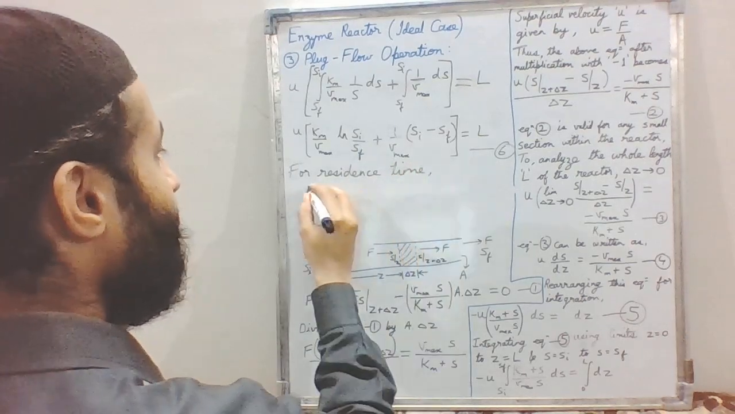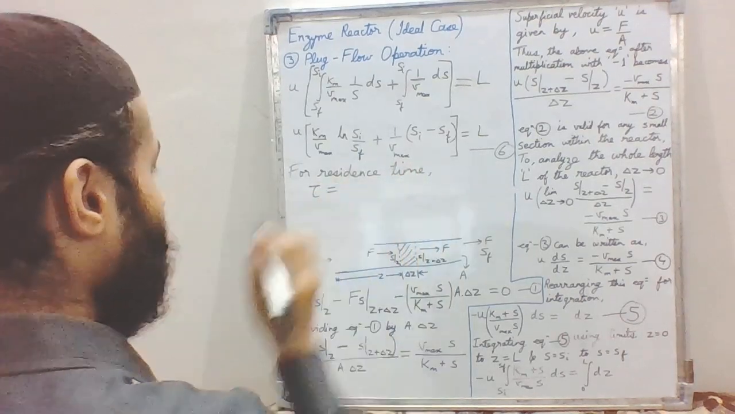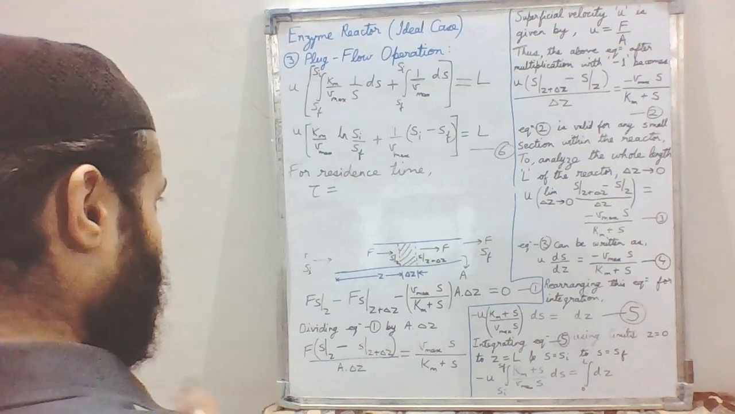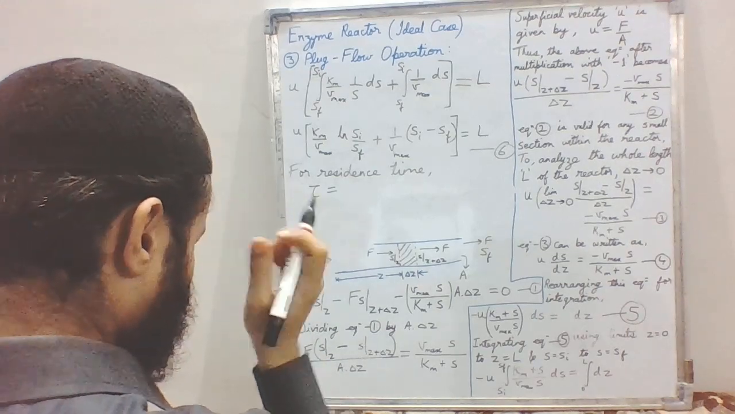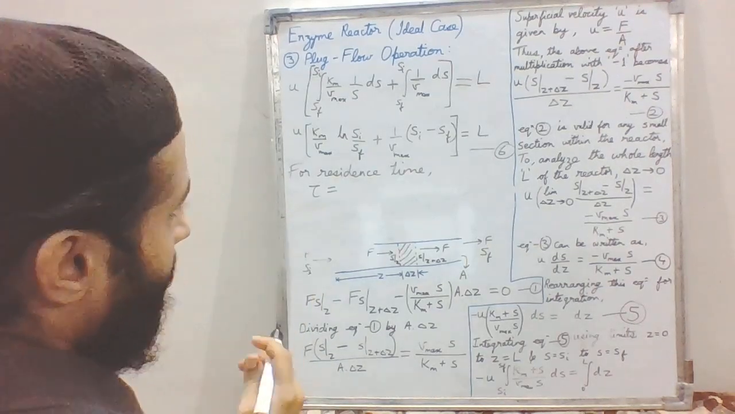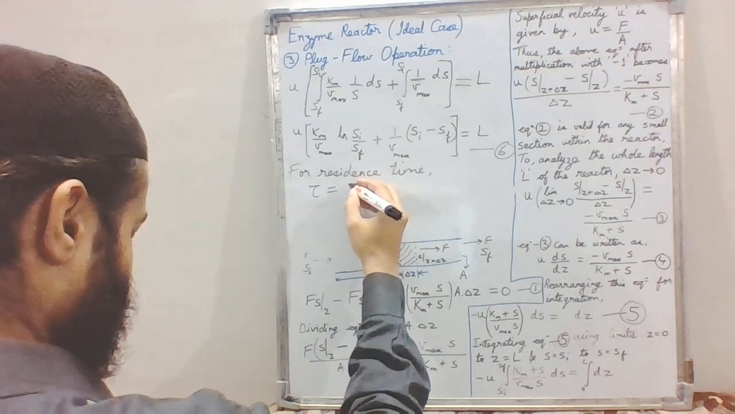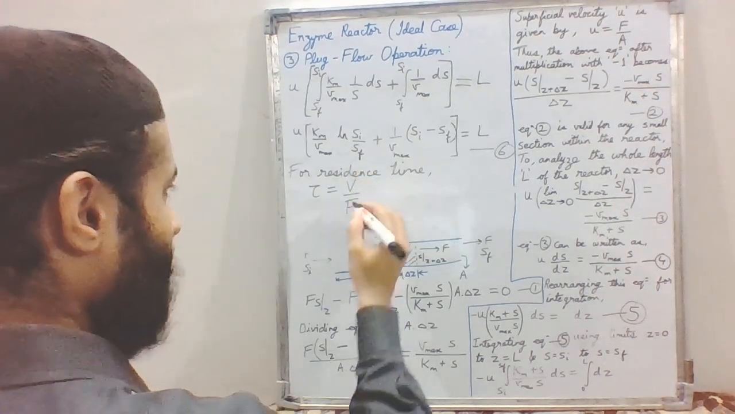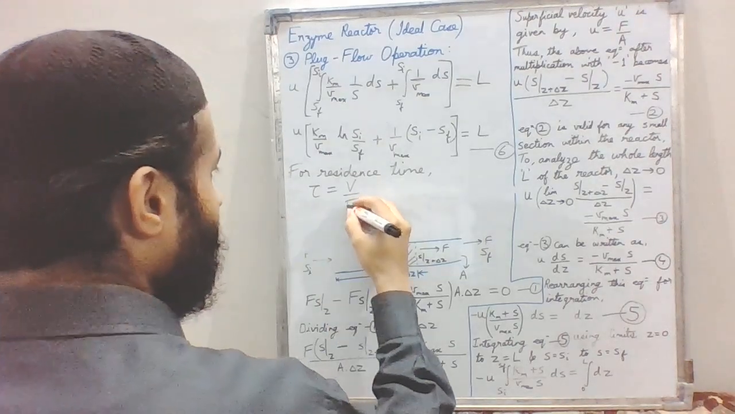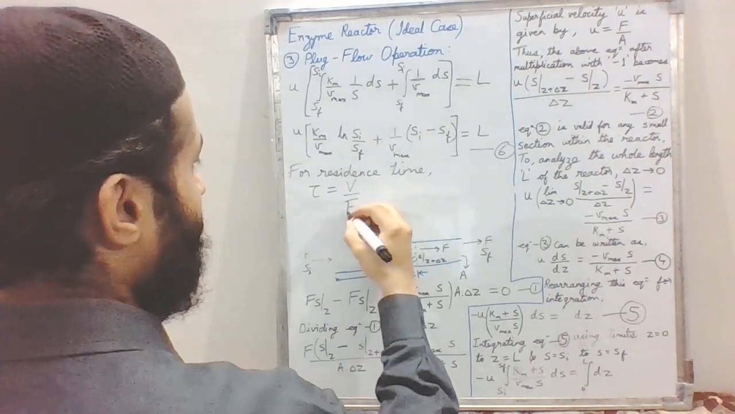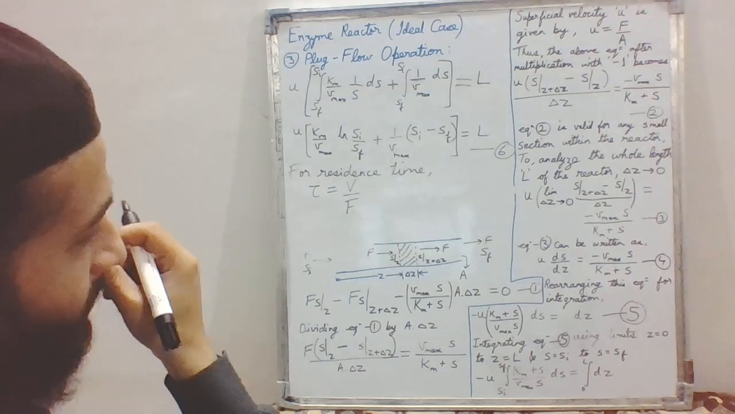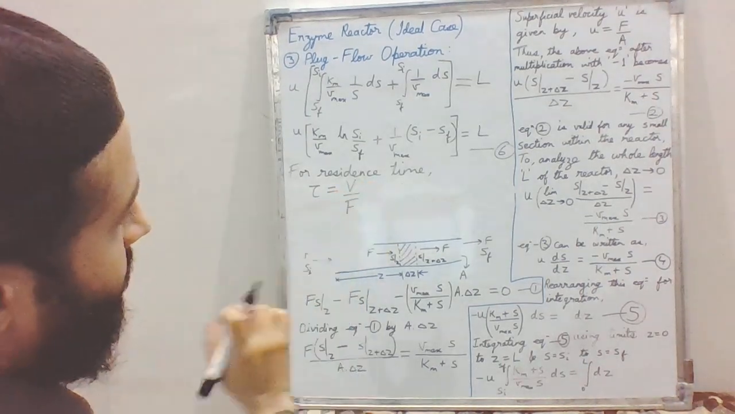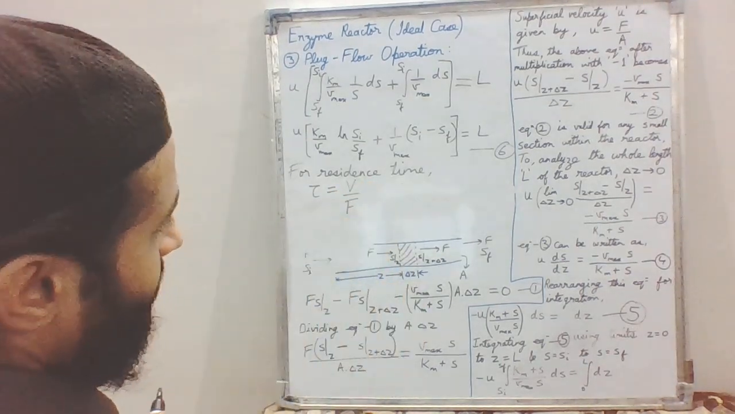for residence time, tau will be equal to, now in the continuous mode of operation we have seen that residence time was equal to V upon F, and so will be the case here also, where V is the volume of the complete flow reactor, V is the volume of the reactor and F is the volumetric flow rate.